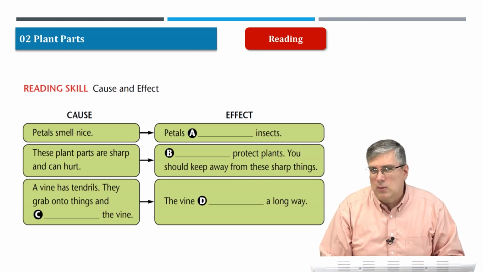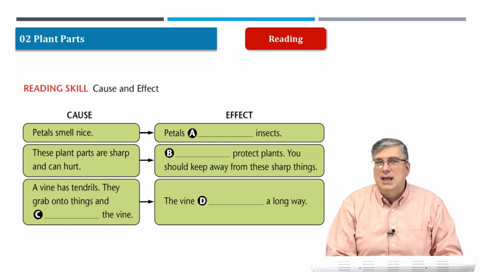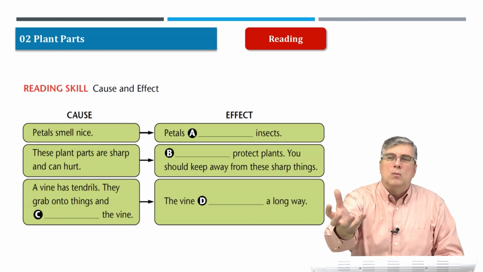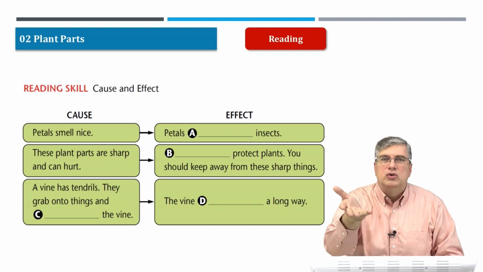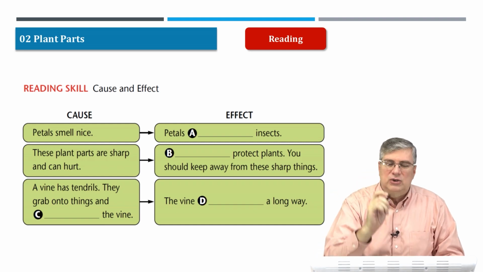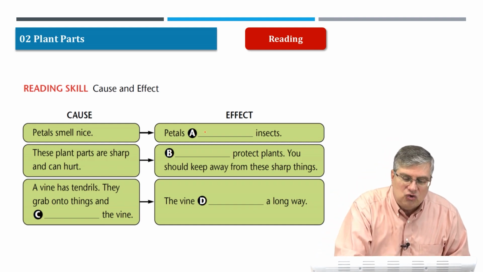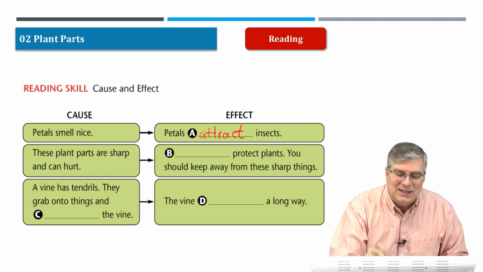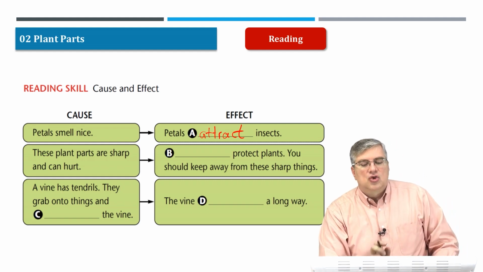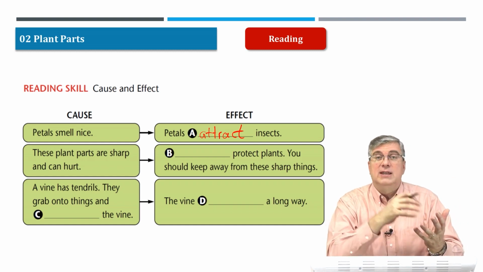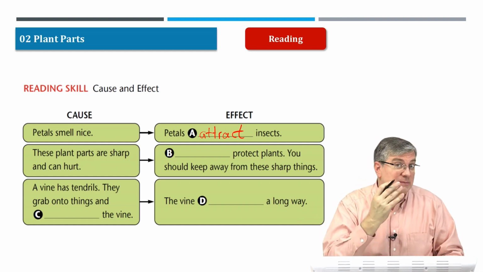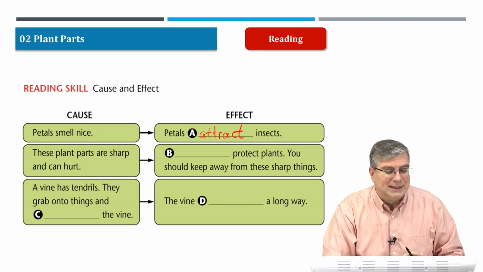Remember the vocabulary word that we studied to say that if you make something come to you, you make them excited about it, and so they go to that thing. That means to attract. So petals attract. Attract. Petals attract insects. That's a C and a T. Okay, so petals smell nice. That's the cause. The effect is insects come to smell them and to gather pollen.